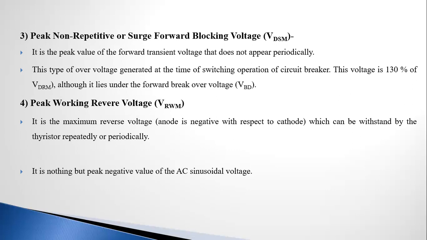Now the next rating is the peak working reverse voltage, denoted by VRWM. It is the maximum reverse voltage, that means the anode is negative with respect to the cathode, which can be withstood by the thyristor repeatedly or periodically. It is nothing but the peak negative value of the AC sinusoidal voltage. So these are the basic concepts about the peak working reverse voltage.